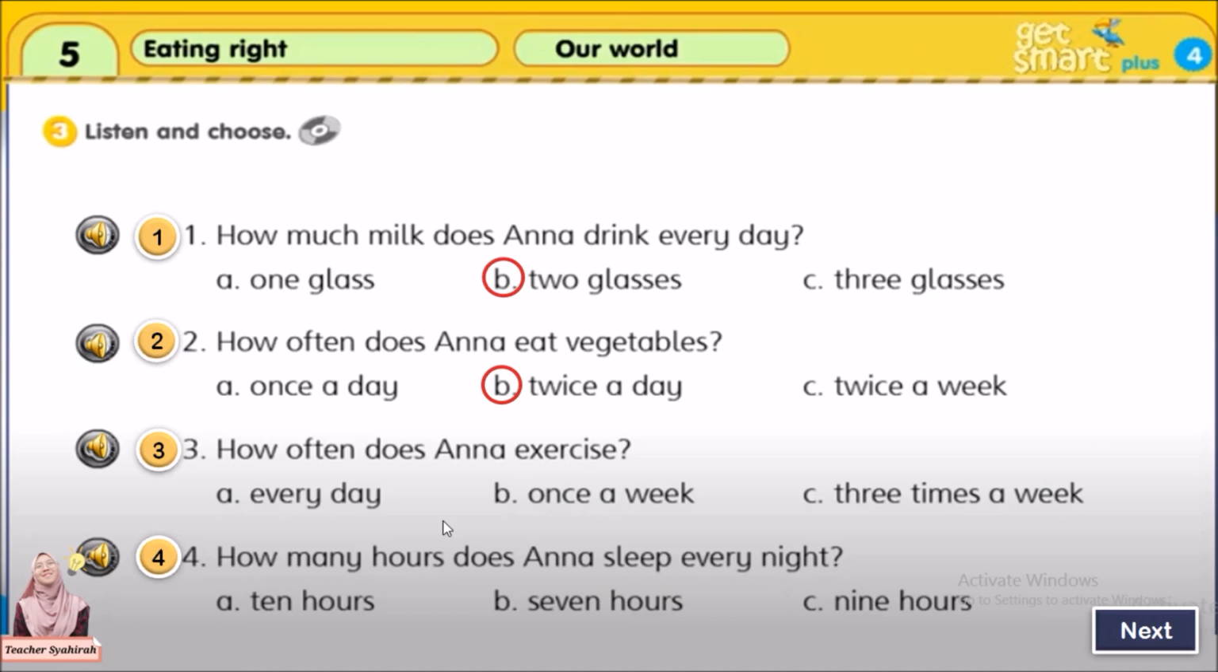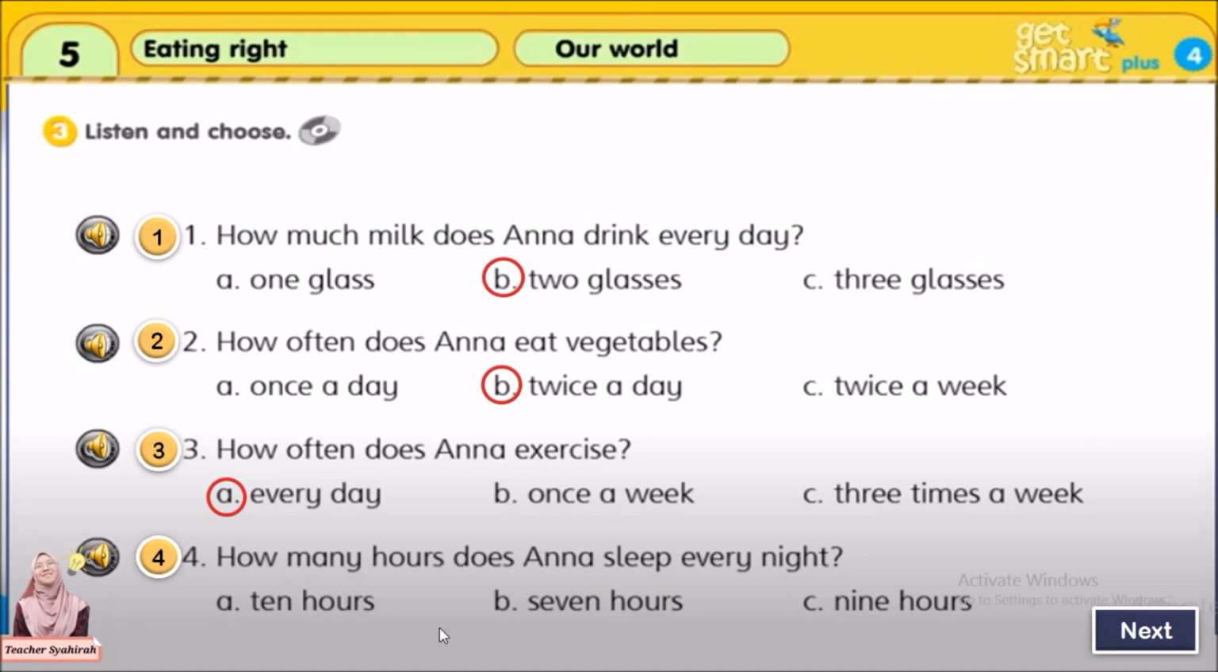Okay, the answer for number 3, how often does Anna exercise? The answer is every day, setiap hari. Kalau dia main basketball 3 times a week, tapi dia exercise every day. Okay, sometimes Anna goes swimming and sometimes she plays basketball. Number 4, how many hours does Anna sleep every night? Okay, berapa jam Anna sleep setiap malam? Let's listen.